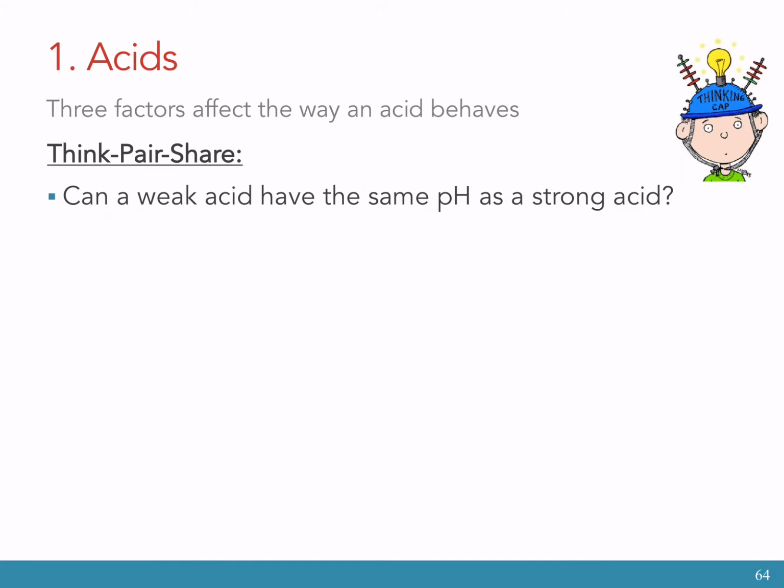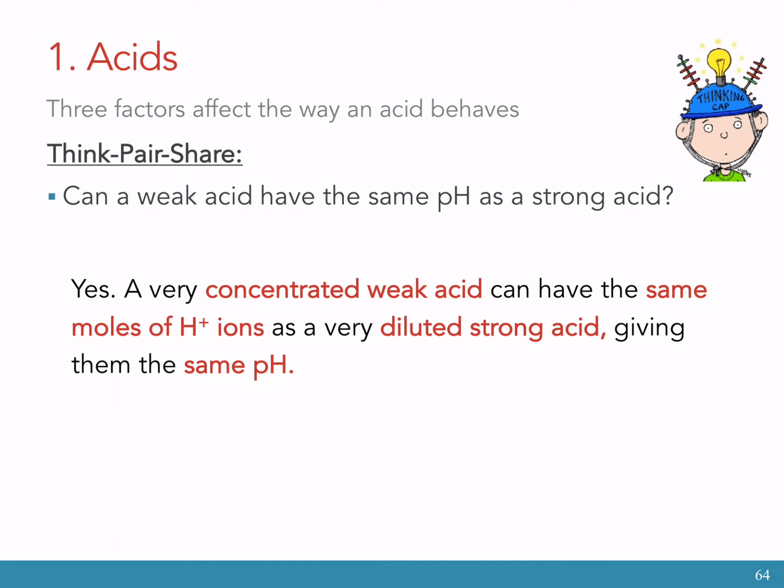Okay, now can a weak acid have the same pH as a strong acid? You may think that that's not possible. A weak acid should always have a higher pH compared to a strong acid, right? Okay, not true. When I make my weak acid very concentrated, and when I make my strong acid very diluted, it can still give them the same pH.